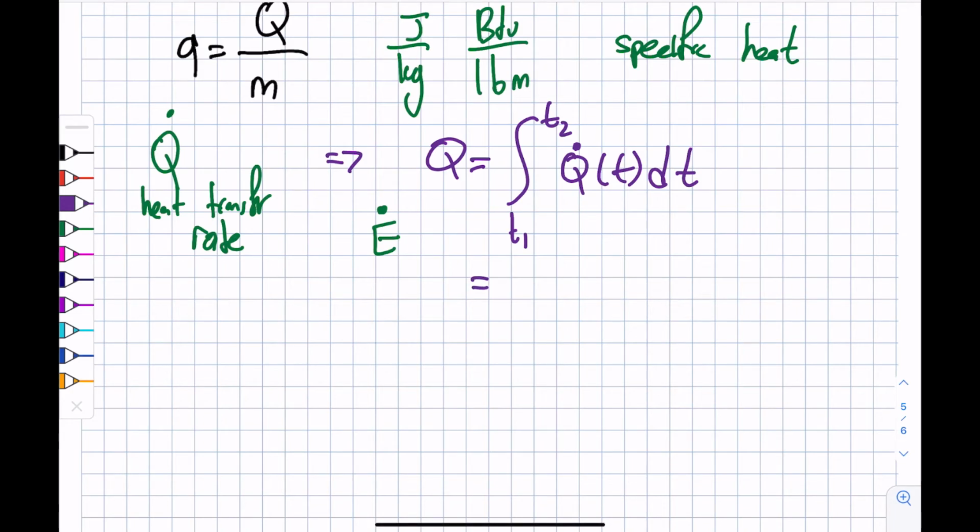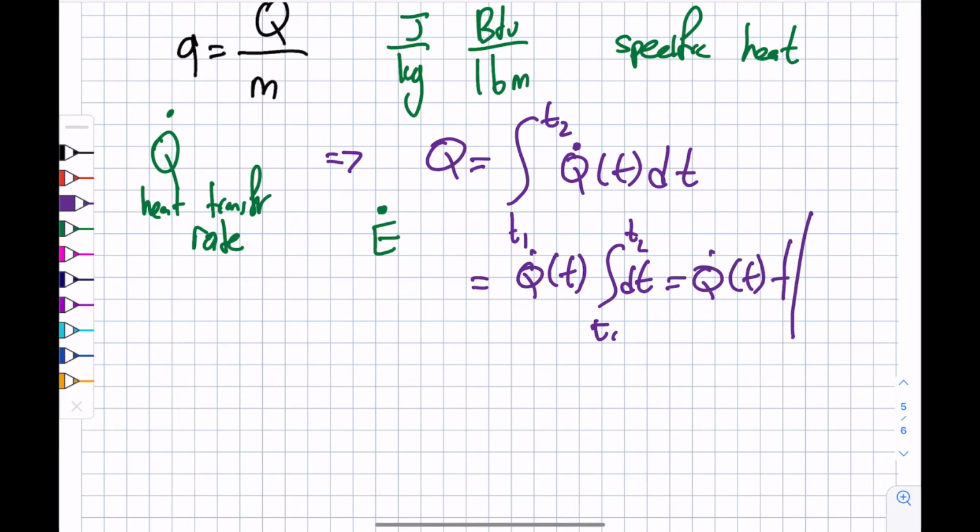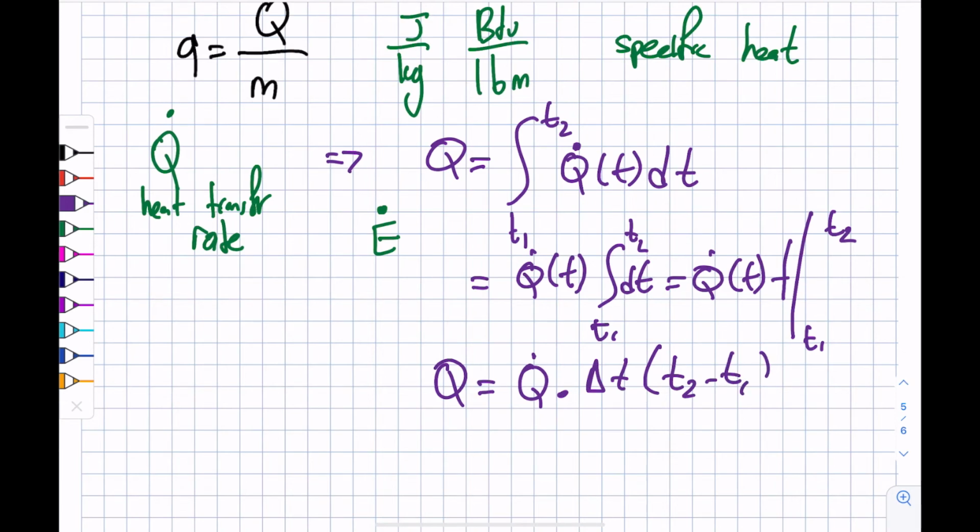Then, if this is not a function of time, I can take constants out of the integral. You can think this is like 5, 10, 20, 1 million, it doesn't matter, it's just a number. So I can take this out of the integral. I get Q dot times the integral from t1 to t2 of dt, and the integral of that will be Q dot times t evaluated at t1, t2. So I get Q equals Q dot times delta t, where from the integral delta t is t2 minus t1. This is kind of important. We use this as well.